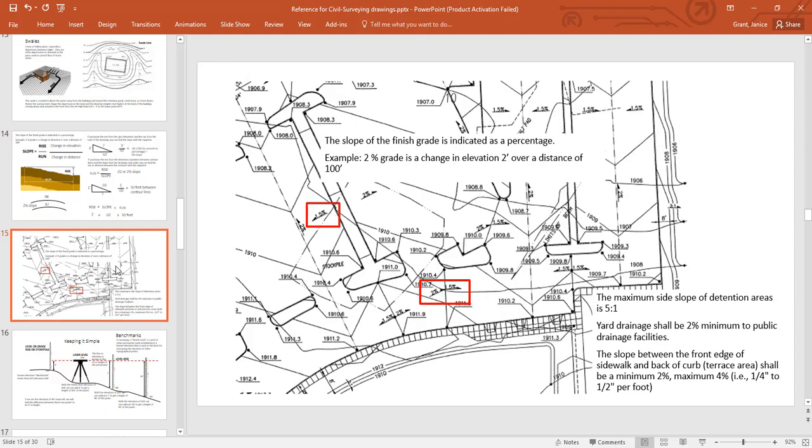Okay, so when you look at a site plan and you see all these contour lines, sometimes you'll see arrows that are showing what that percentage is. I put in some typical percentages here for drainage of yards.